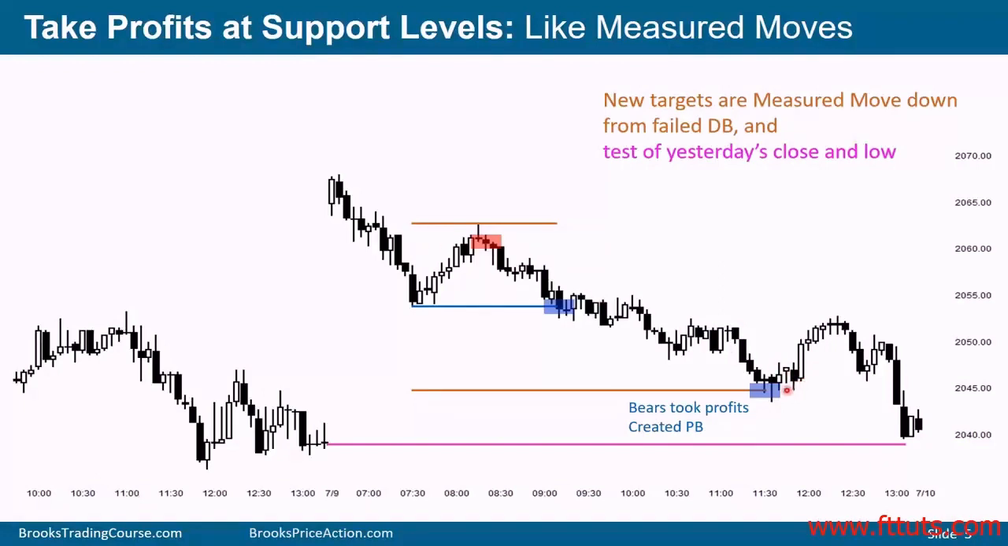Because the channel is so tight, the reversal up will probably be minor. However, it could go up fairly far because we're at a significant support level, a measured move. Plus, we're testing yesterday's close and yesterday's low. And we have a potential final flag. And if you want, you can look at it as a wedge, 3 pushes, 1, 2, 3.